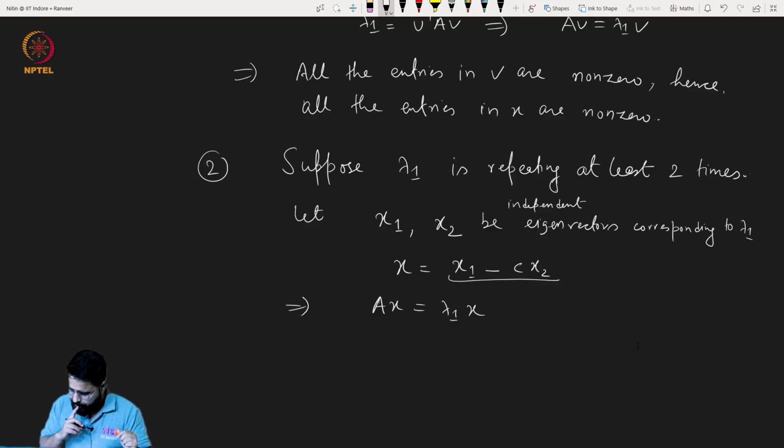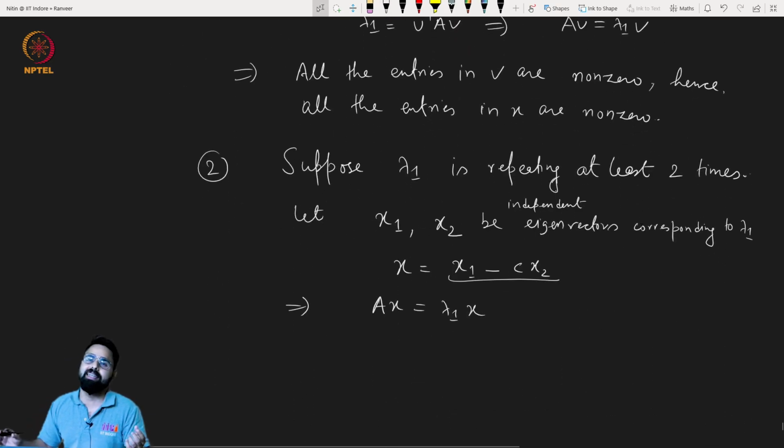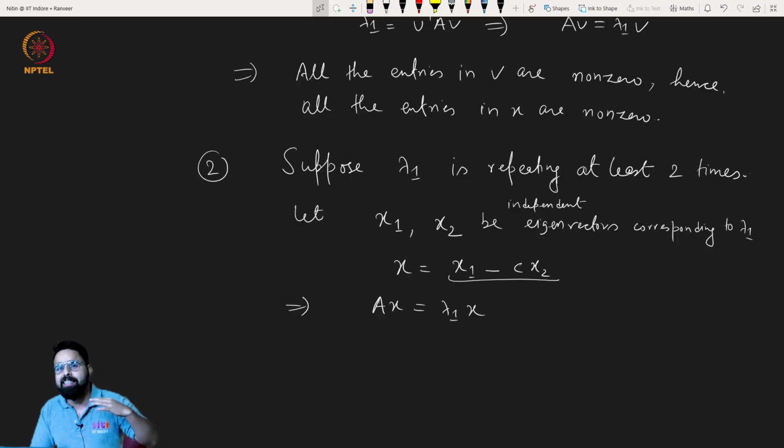Very good. Now you see that in this equation x cannot be fully 0. Why? Because x1 and x2 are linearly independent. So x is indeed an eigenvector, but in this eigenvector there are some entries 0. Due to the first result, we have proven that there cannot be 0 entries under the condition that the graph is connected. So this will give you a contradiction.